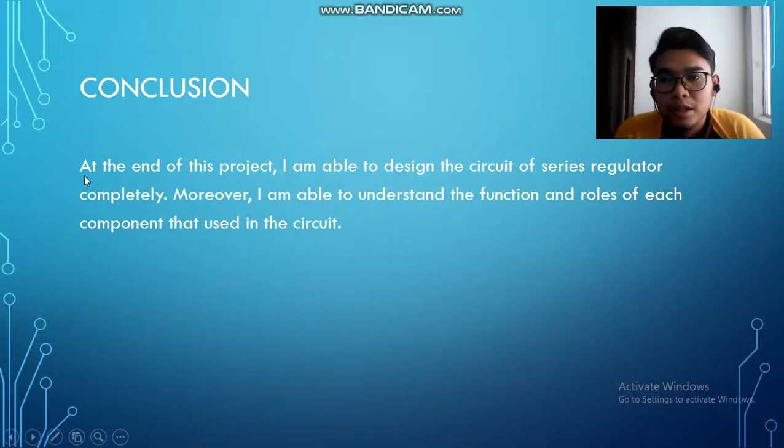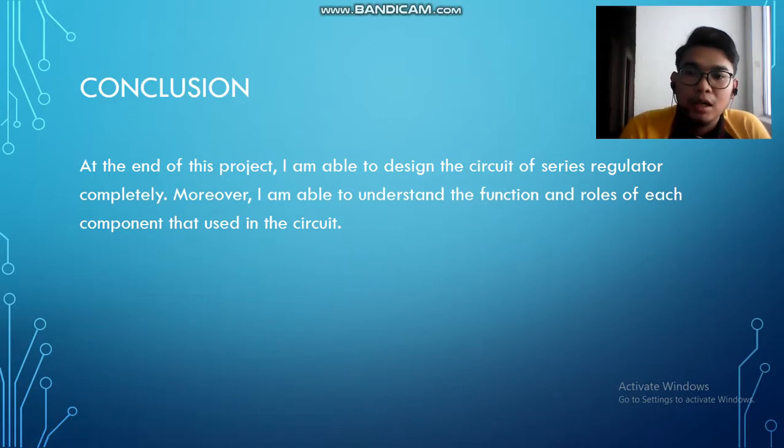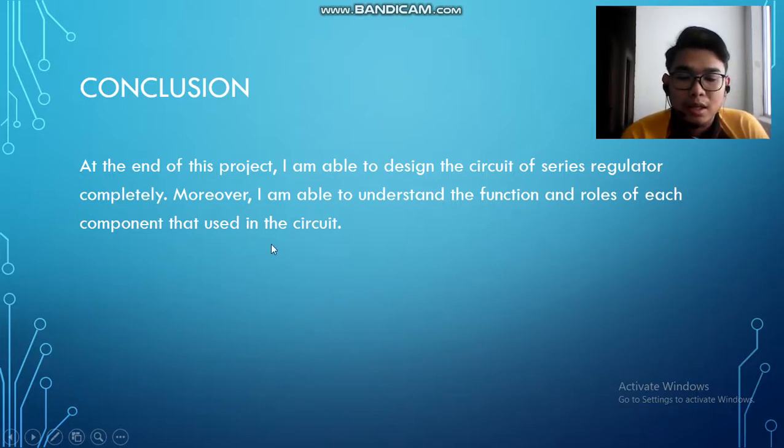And for my conclusion, at the end of this project, I am able to design the circuit of a series regulator completely. Moreover, I am able to understand the function and role of each component that I use in the circuit. Okay, that's all from me.